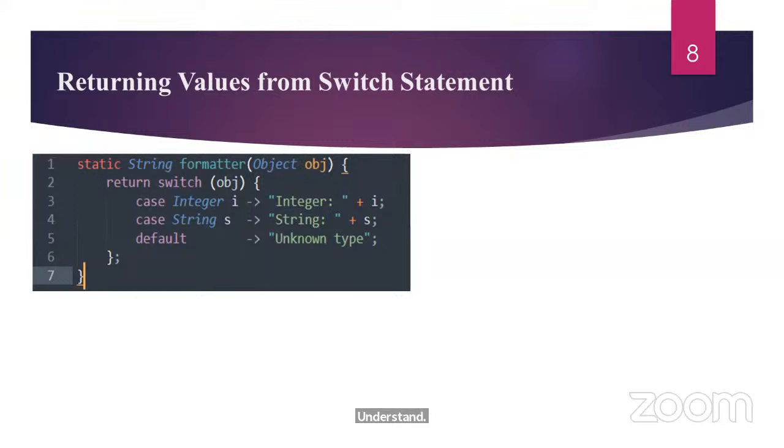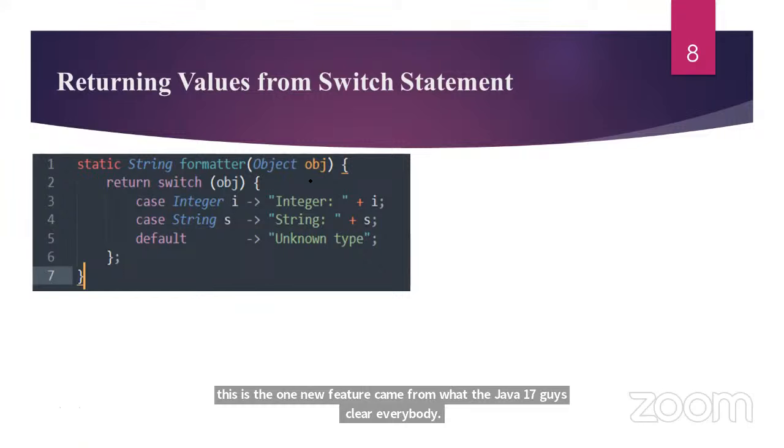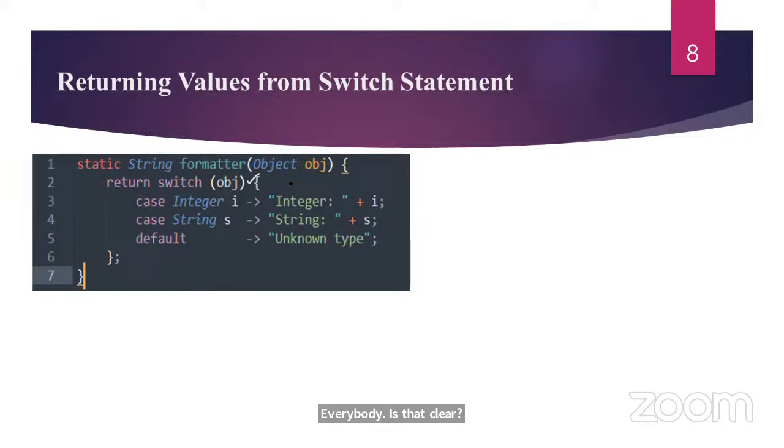So this is one new feature that came in Java 17, guys. Clear, everybody? You are passing an object to the switch statement. Based on the type of the object, the particular case will be executed. Such a new feature came in Java 17, which has the capability of accepting an object type in the switch statement. That is called pattern matching.